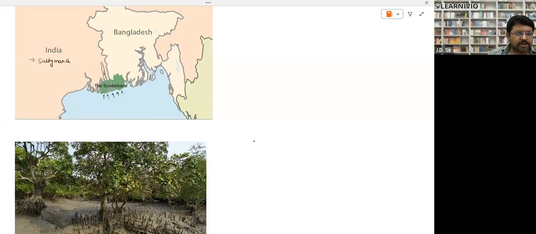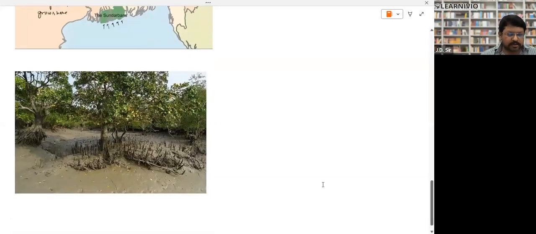The only vegetation which grows over here is called mangrove. So mangrove plants grow here, right? Look, this is the picture of a mangrove plant. Here, this is the salty mud, right? The salt is too much over there, so the roots cannot breathe. So to breathe, the roots come up against gravity.